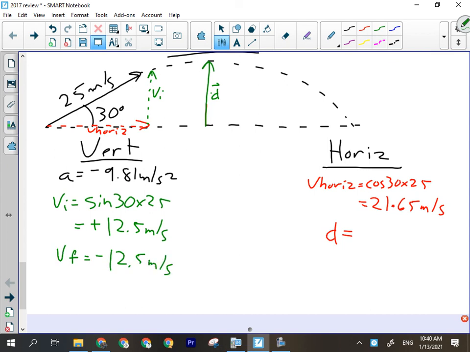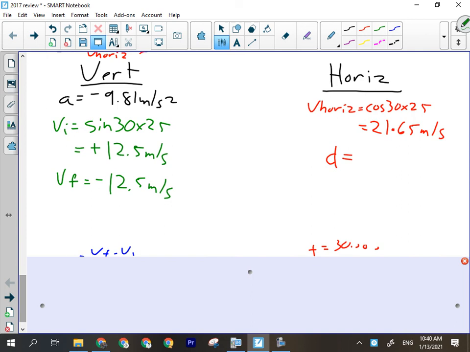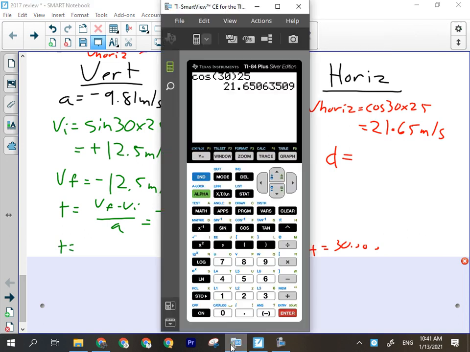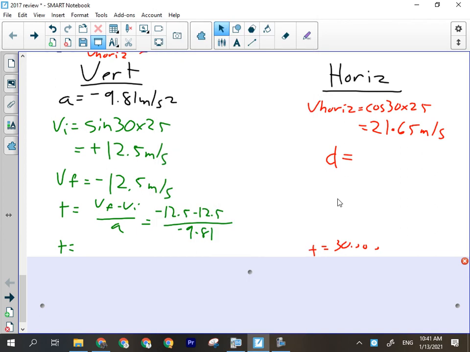Now that I have Vf, Vi, and a, what can I calculate? T. Yeah, and I'm going to want that. So t is going to equal Vf minus Vi over a. So that'll be negative 12.5 minus 12.5 over negative 9.81. That'll be 25 divided by 9.81. So my time is 2.54 seconds. I'll go back and take the actual number when I'm doing any other calculations.